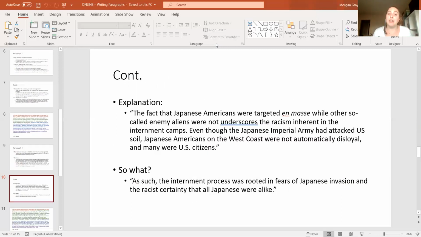Then your explanation: the fact that Japanese Americans were targeted en masse while other so-called enemy aliens were not underscores the racism inherent in the internment camps. Even though the Japanese Imperial Army had attacked US soil, Japanese Americans on the West Coast were not automatically disloyal, and many were American citizens. As such, the internment process is rooted in fears of Japanese invasion and the racist certainty that all Japanese were alike.